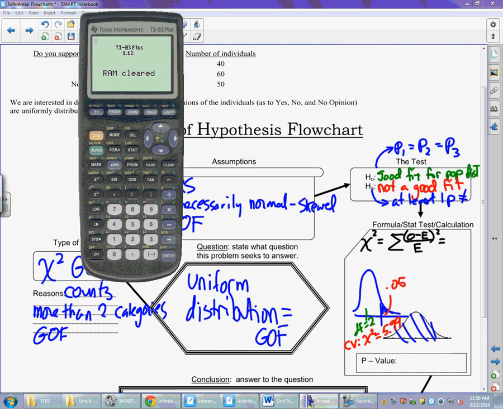Now you'll do this with the chi-square GOF test on your calculator. I'm just going to do it with the list feature. So 40, 60, 50. Very basic calculation. What should my expected value be? Or expected values? 50, 50, 50. And it's only 3 of them, so we could just type it in. We don't need anything fancy with that.